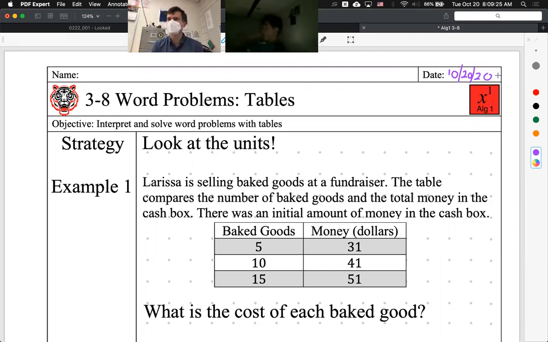So strategy: look at the units. And I guess I should have put that strategy for yesterday's lesson also. The units kind of give the problem away if you know what you're looking for.